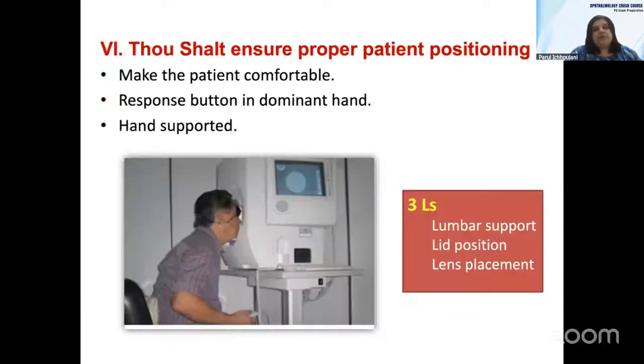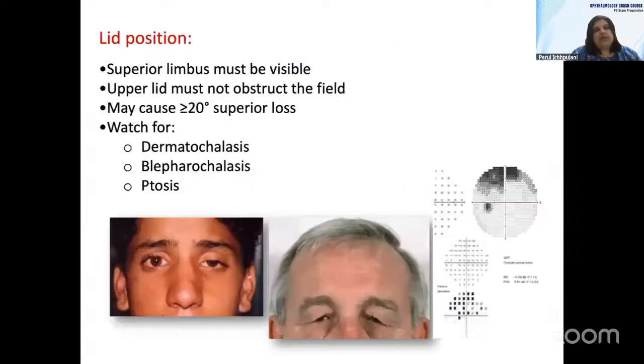Always maintain proper patient positioning because that is going to give you a reliable result. The patient should be comfortable. The response button should be in the dominant hand and the hand of the patient should be supported. Always remember the 3 L's: lumbar support, a good lid position, and lens placement. Superior limbus must be visible when the patient is performing the test. The upper lid definitely must not obstruct the field. These days, we see a lot of elderly patients having dermatochalasis or lid issues secondary to prostaglandin-associated periorbitopathy, and all these lid issues ultimately result in a superior visual field loss. That is something you can address by taping the lid of the patient.